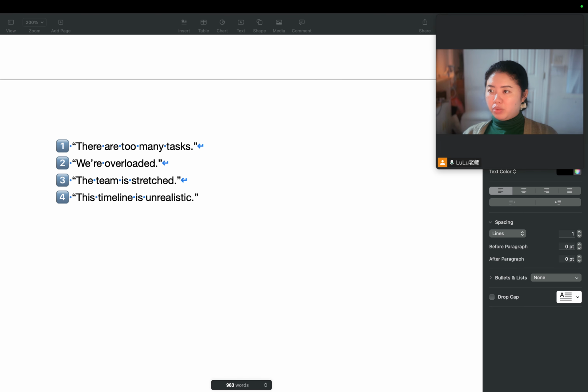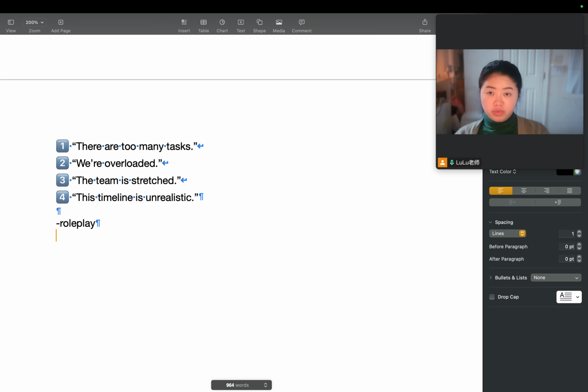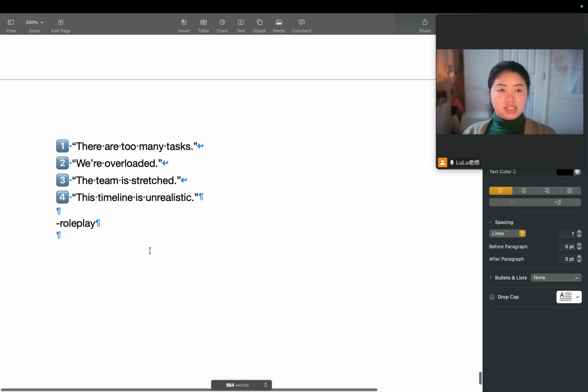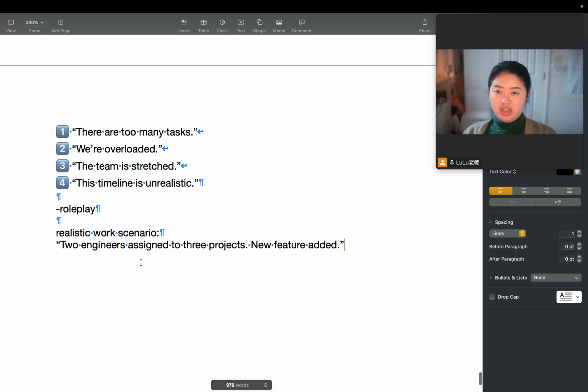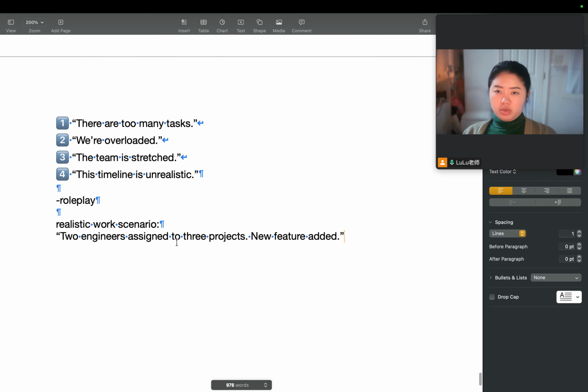Okay, now we will move on to the next activity, which is role play. I think that's really helpful in making sure that we test this out in real life, or prepare to test it out in real life. So here is a realistic work scenario. Two engineers assigned to three projects. New feature added. Wow, that's a lot. So how would you explain this?